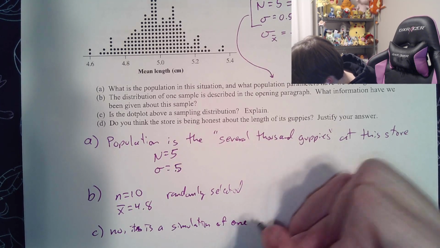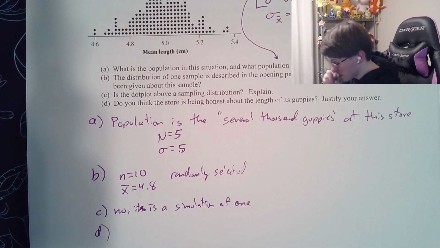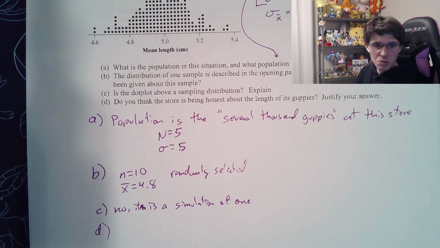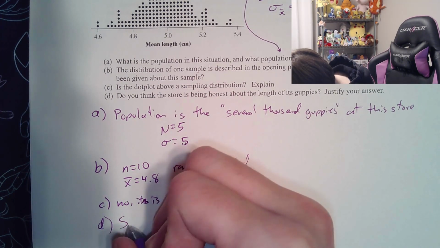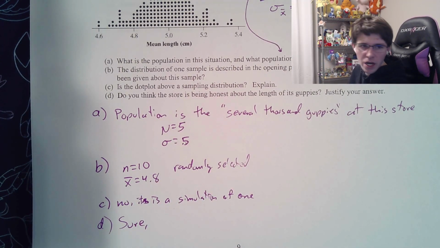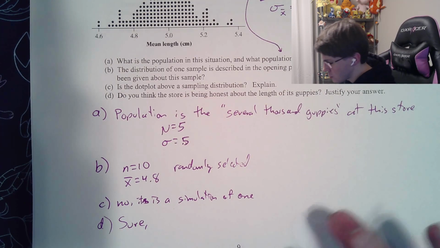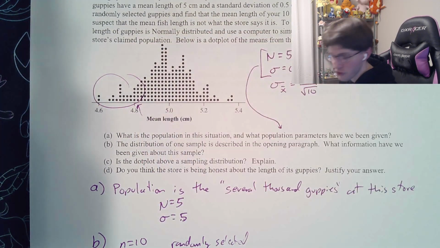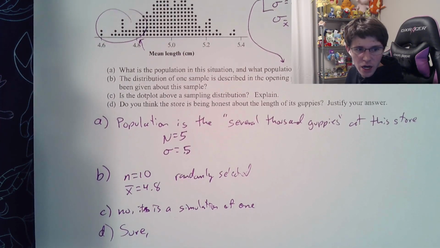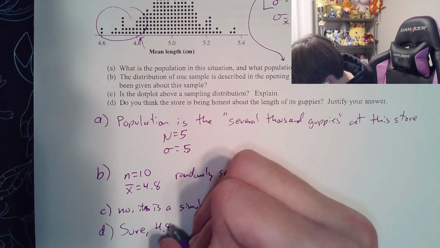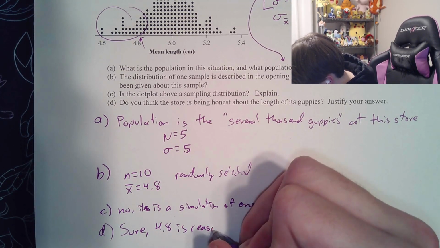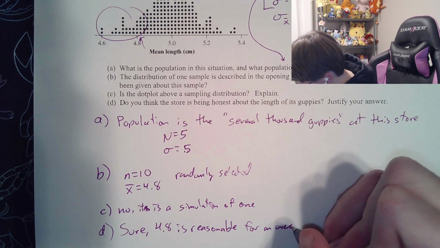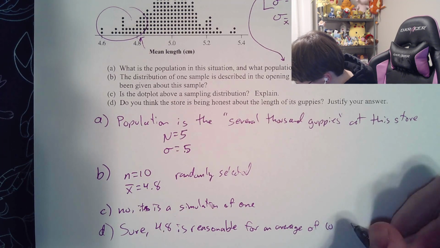And letter D. Do you think the store is being honest? Look at this, I already answered that question. Yeah, sure. And I guess they want to use the dot plot idea. So how many of the dots came up to be about 4.8? Plenty of the dots showed up in this section of being 4.8. Sure, 4.8 is reasonable based upon the dot plot. Reasonable for an average of 10 based on the dot plot.